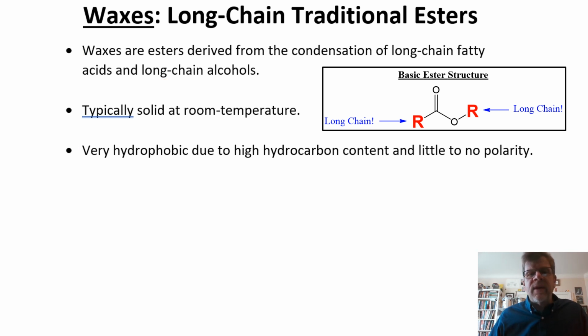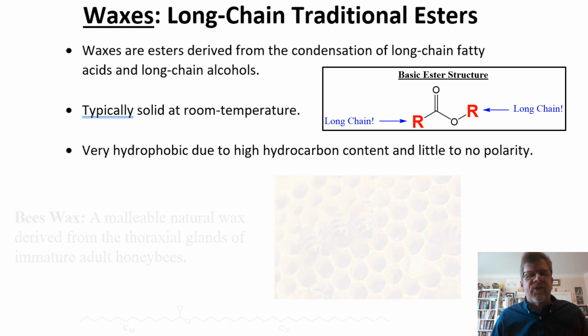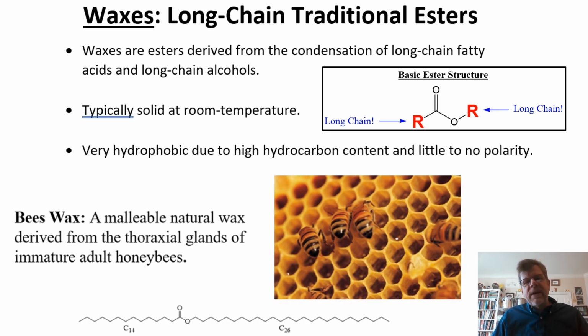Important here is that the waxes we're talking about are natural waxes. They're biological waxes, and there are many waxes out there. We'll look at a couple of them. The first example, a good example of a natural wax, would be beeswax. Beeswax is made up of many different compounds, and it is a malleable natural wax derived from the thoracic glands of immature honeybees, to put a term to it.